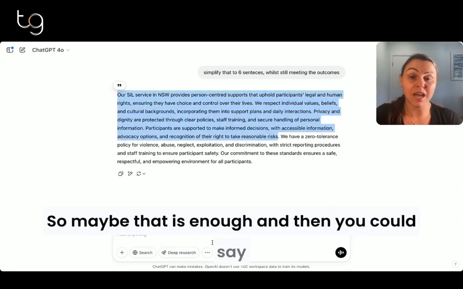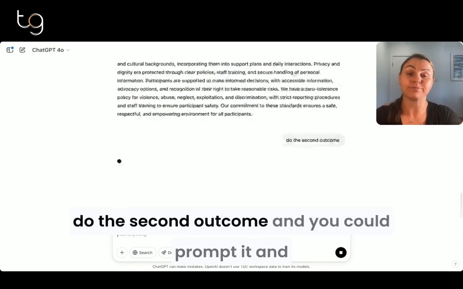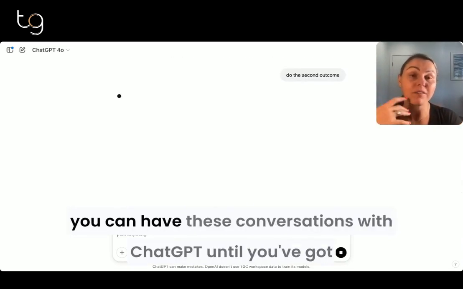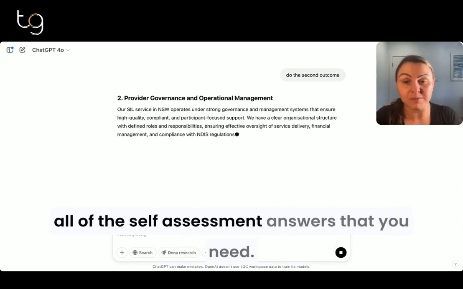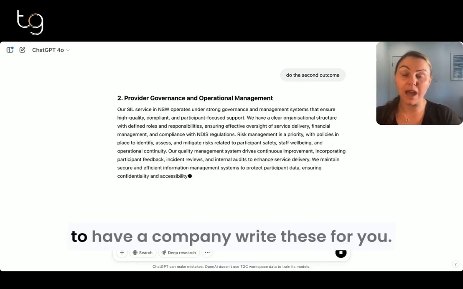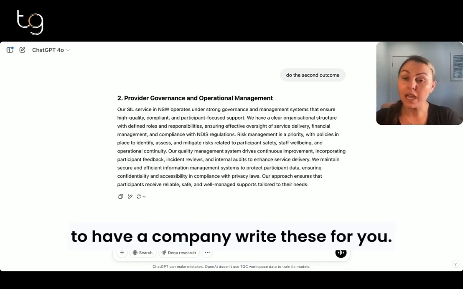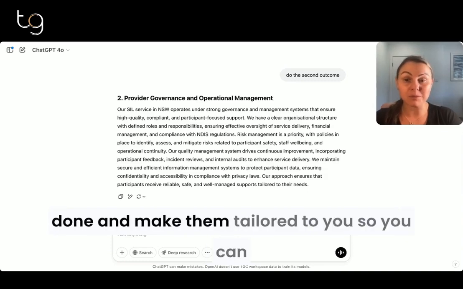And then you could say, do the second outcome. And you could prompt it, and you can have these conversations with ChatGPT until you've got all of the self-assessment answers that you need. So there's no need to pay thousands of dollars to have a company write these for you. It is really quite simple and easy to have these done and make them tailored to you.